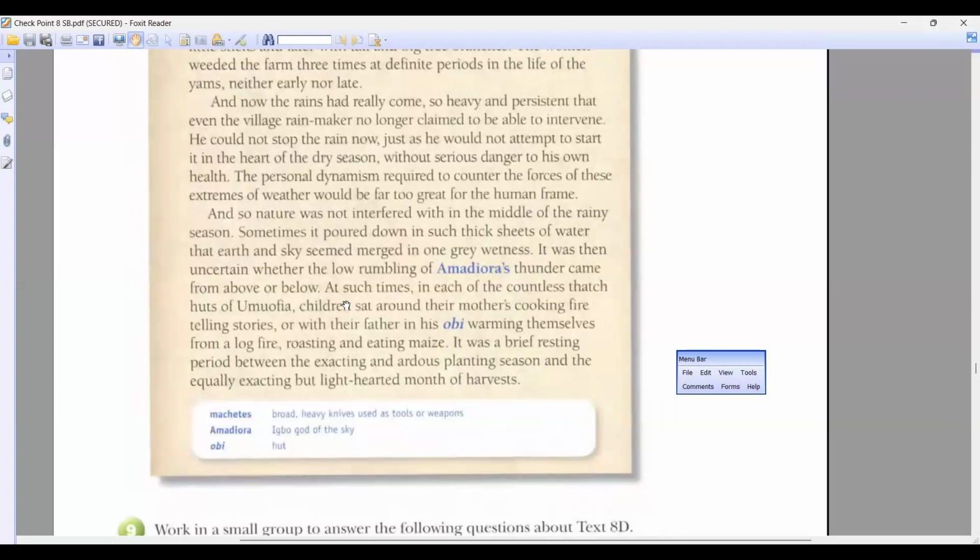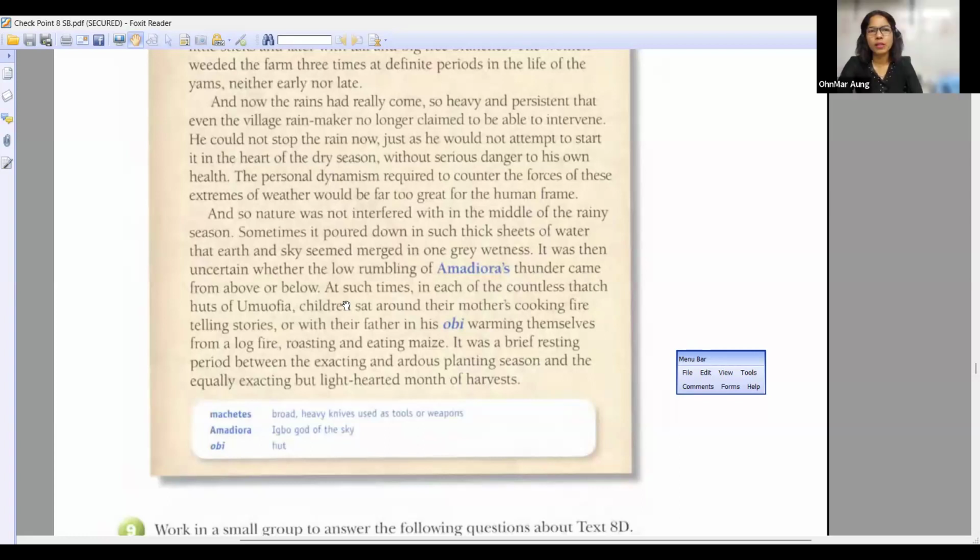Now the rain had really come, so heavy and persistent that even the village rainmaker no longer claimed to be able to intervene. He could not stop the rain now, just as he would not attempt to start it in the heart of the dry season without serious danger to his own health. The personal dynamism required to counter the force of these extremes of weather would be far too great for the human frame.